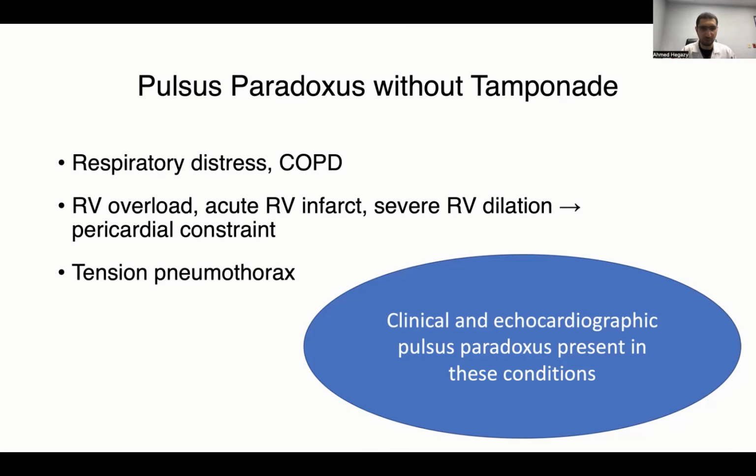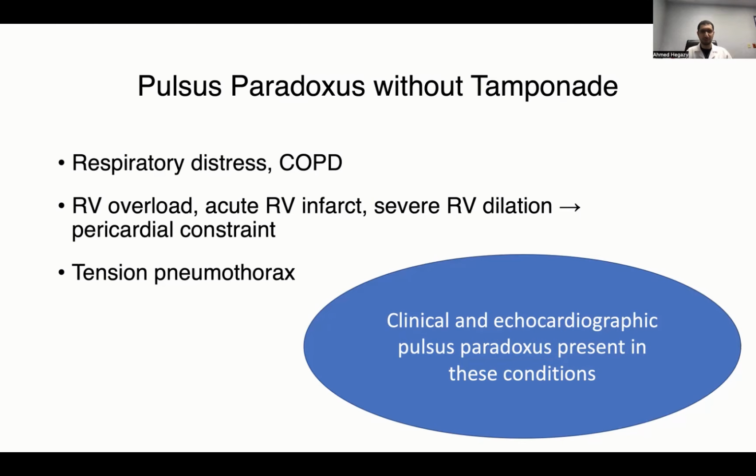Another condition where you can see pulsus paradoxus without tamponade is when you have right ventricular dilatation or right ventricular overload or an acute RV infarct. In these conditions, because of the RV dilatation, you can get pericardial constraint and enhanced ventricular interdependence. And you can sometimes see pulsus paradoxus in these conditions without having tamponade.